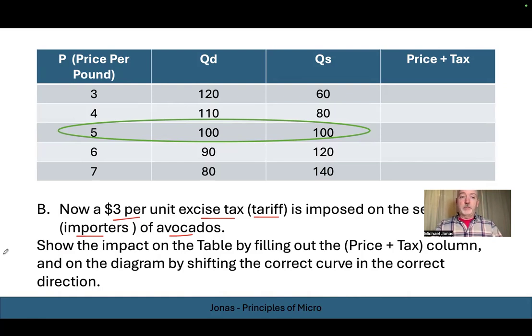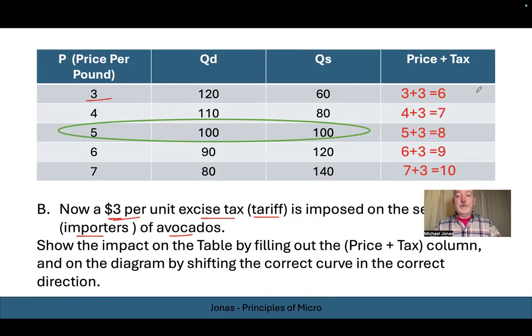So the first part of this, pretty straightforward. We just take the original price in our first column and add 3 to it to get our values in the new column over here. So 3 plus 3, 6, 4 plus 3, 5 plus 3, 6 plus 3, 7 plus 3, 10. That's the kind of math I like.